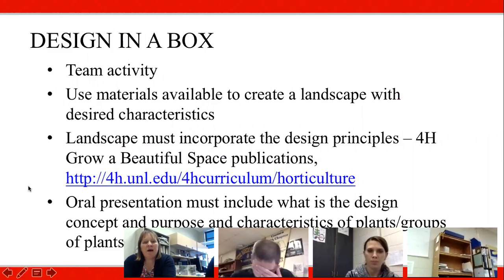So then the design in the box. This is kind of the area that you guys are probably most interested in. We put this in last year, team activity. We wanted to have some aspect to the team because previously everything was individual. And so what we're doing with this is they're developing a landscape that has desirable characteristics that I've outlined.